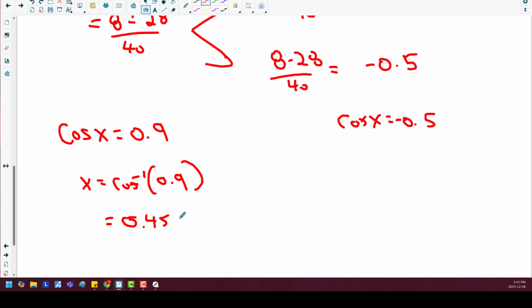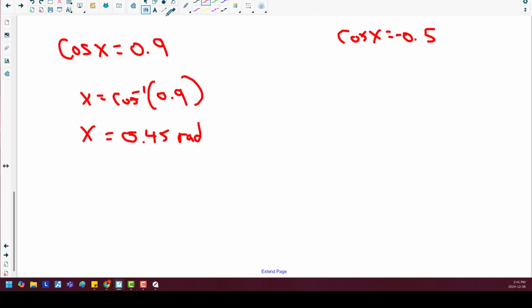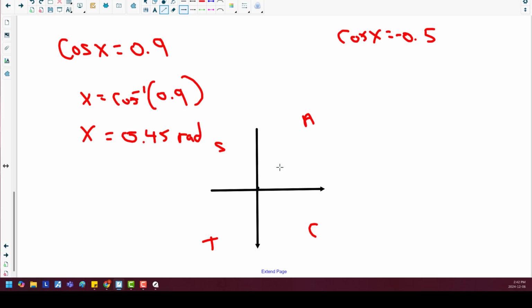And I get 0.45 radians. cos x. And remember, this is our cosine law. Sorry, not cosine, I apologize. This is our cos ratio. And cos is positive in which quadrants? Cos is positive in the first quadrant and in the fourth quadrant.